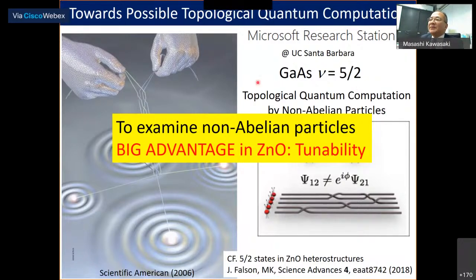And unlike gallium arsenide, zinc oxide has the 3/2 state, and a very important thing is that this is tunable. Switching on and off can be easily tuned by changing the Zeeman energy. So this is a new thing which cannot be done in gallium arsenide.